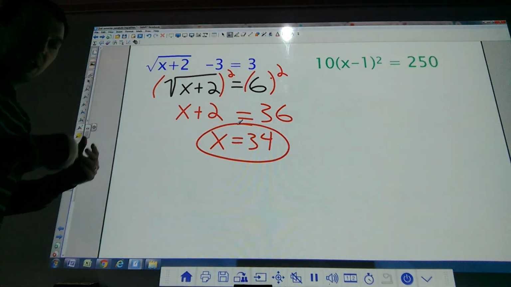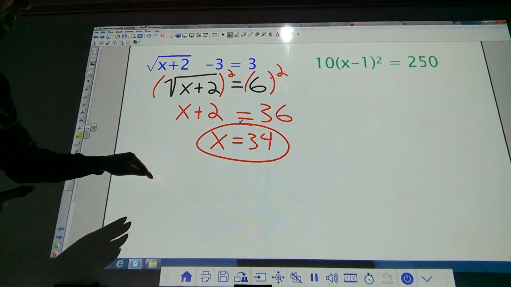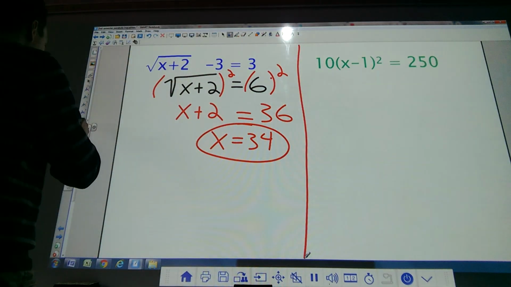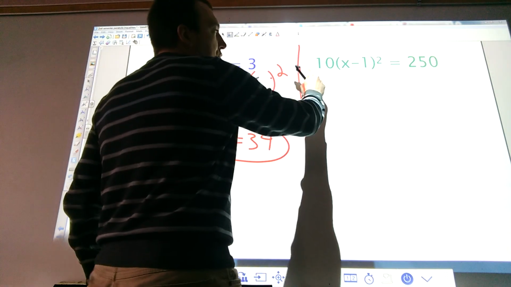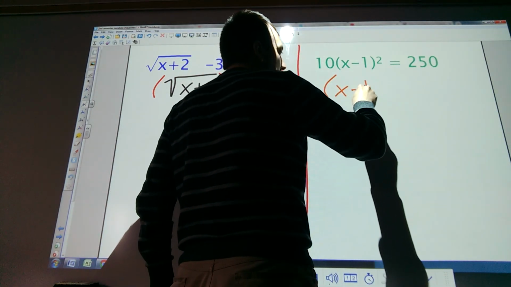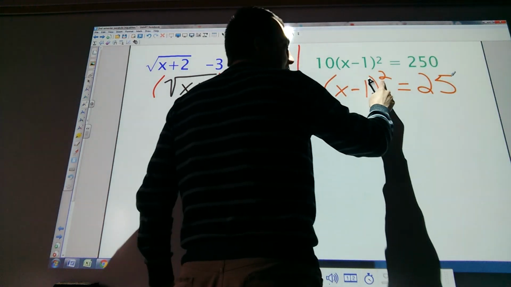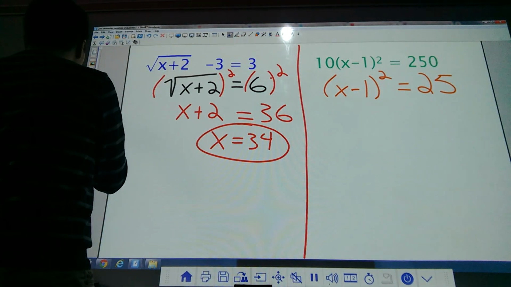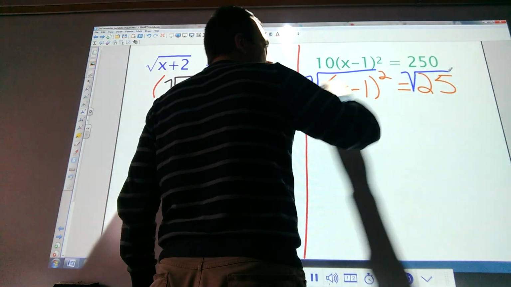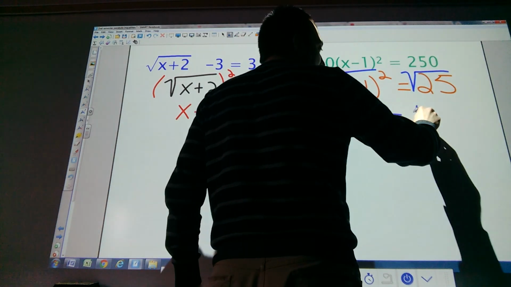Again, we kind of move stuff over. We do the opposite, so we add 3, square both sides, subtract 2. Same concepts are over here, but they are slightly different. We want to divide by 10 first. So x minus 1 squared divided by 10 is 25. The opposite of square is square root. So we're going to take the square root of both sides. So those cancel, and I'm left with x minus 1. The square root of 25 is 5.